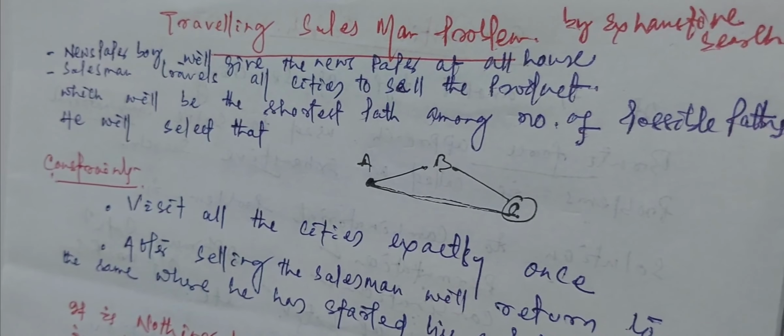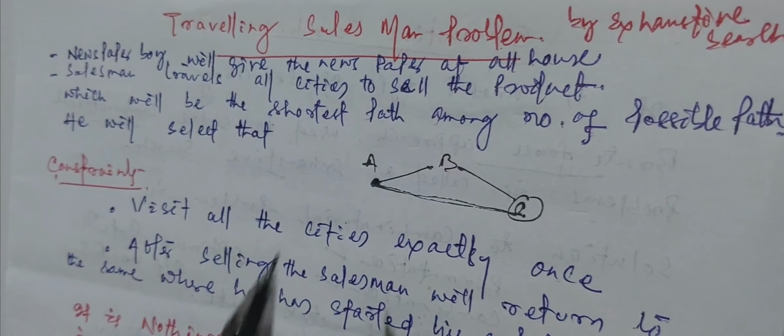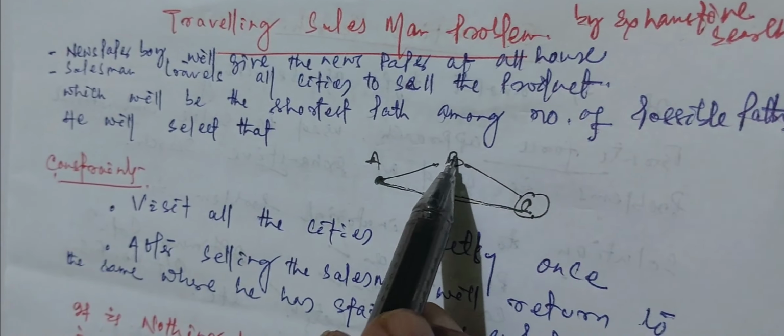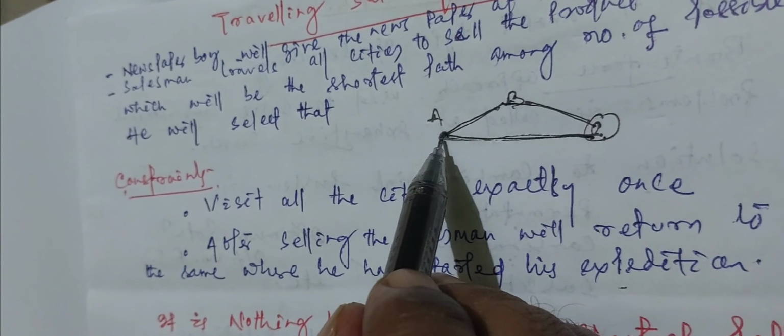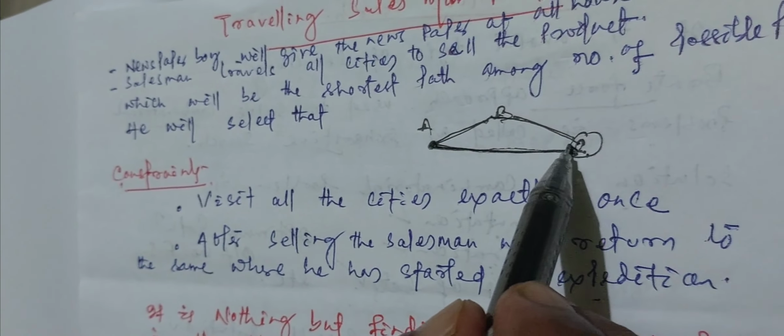Among the number of paths, he will select the shortest path. One example is here. Suppose A, B, C are the three cities. The salesman will start from A, go to B, go to C, then return back to his starting place. Similarly, he can go this way also: A to C, C to B, B to A. So these are the possible ways, and the one with minimum cost he will select.